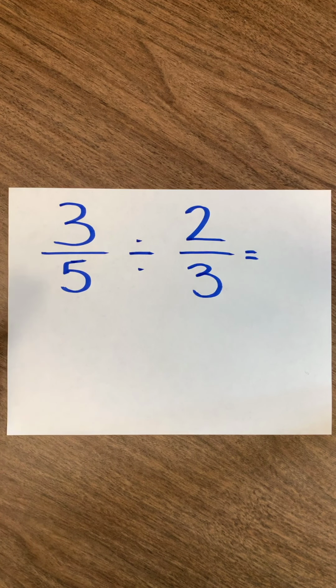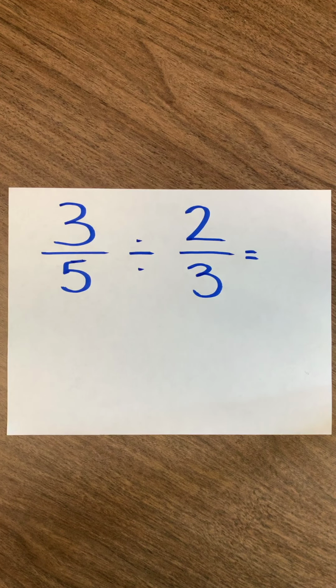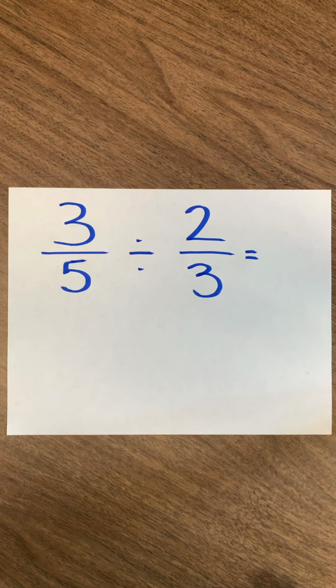Here we have a fraction being divided by another fraction. So we have 3/5 divided by 2/3. Now here's the trick with dividing a fraction by a fraction. You can actually change this division problem to a multiplication problem, only if, though, you change the second fraction to its reciprocal. So let me show you what I mean by that.